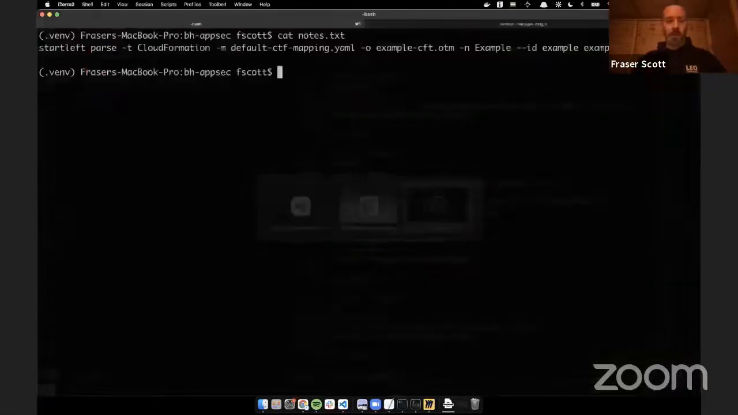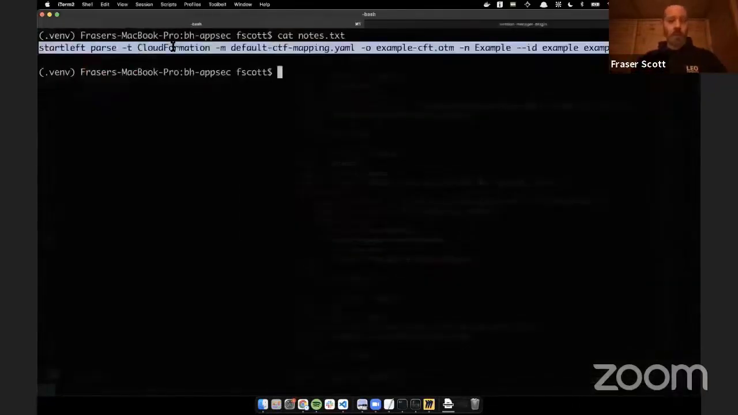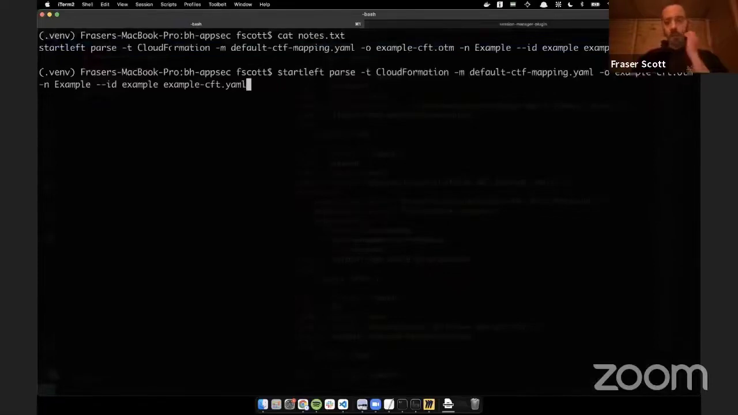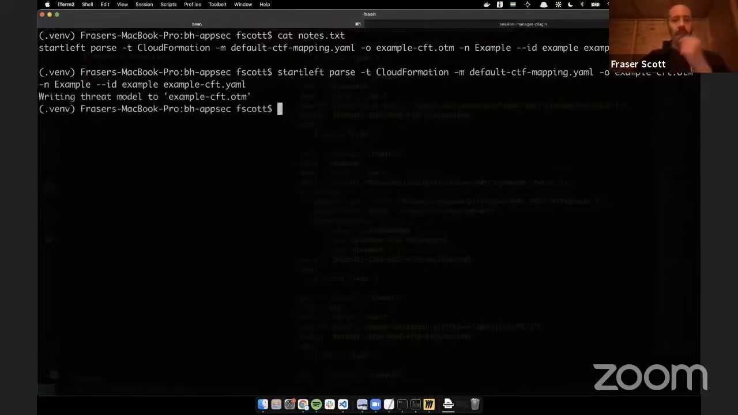So if I quickly run this command with that open source Python script, I'm telling it it's CloudFormation, so it knows how to parse it. I'm giving it the mapping file, so it knows how to interpret this particular CloudFormation template. Well, that mapping file applies to any CloudFormation template, but you may want to have your own versions or customize or tweak it however you need. I'm providing a name and identifier and the YAML file itself. And I'm going to save this as an OTM file. And that's it. That was relatively straightforward.